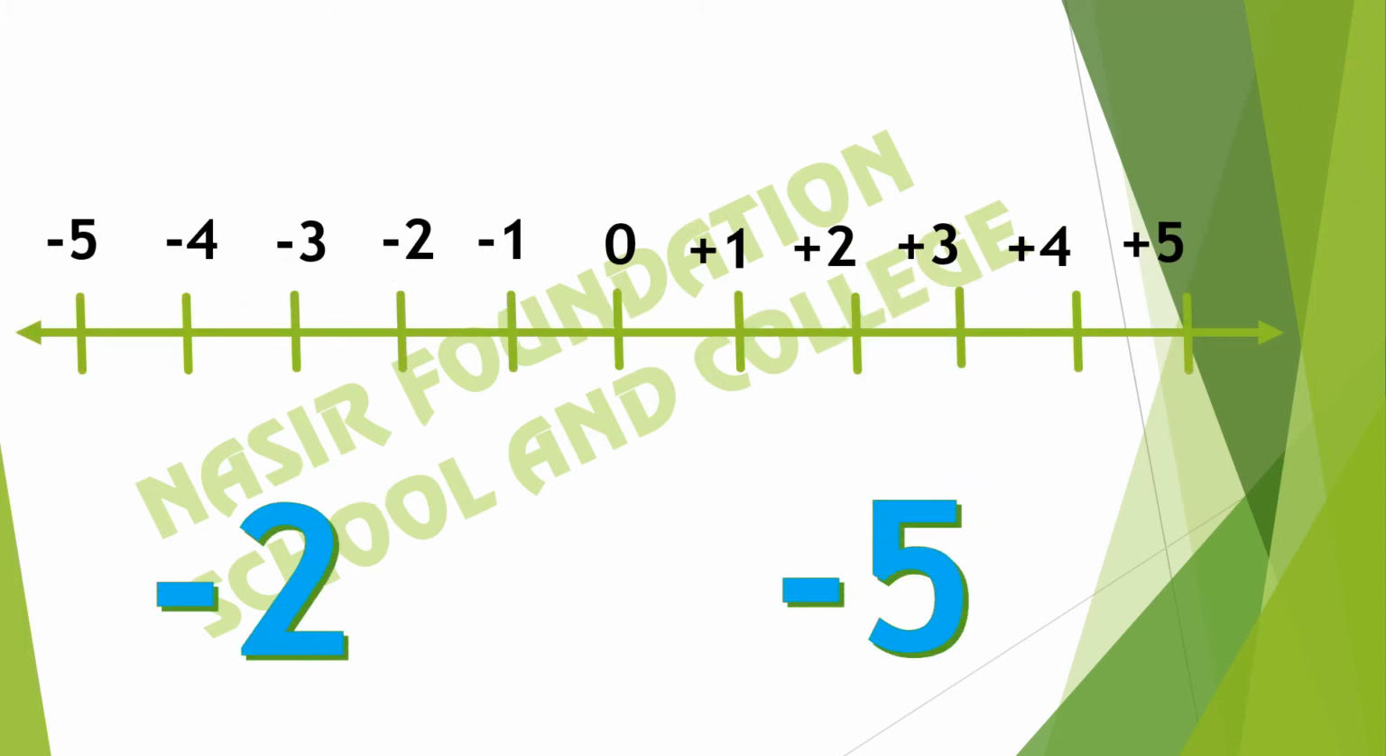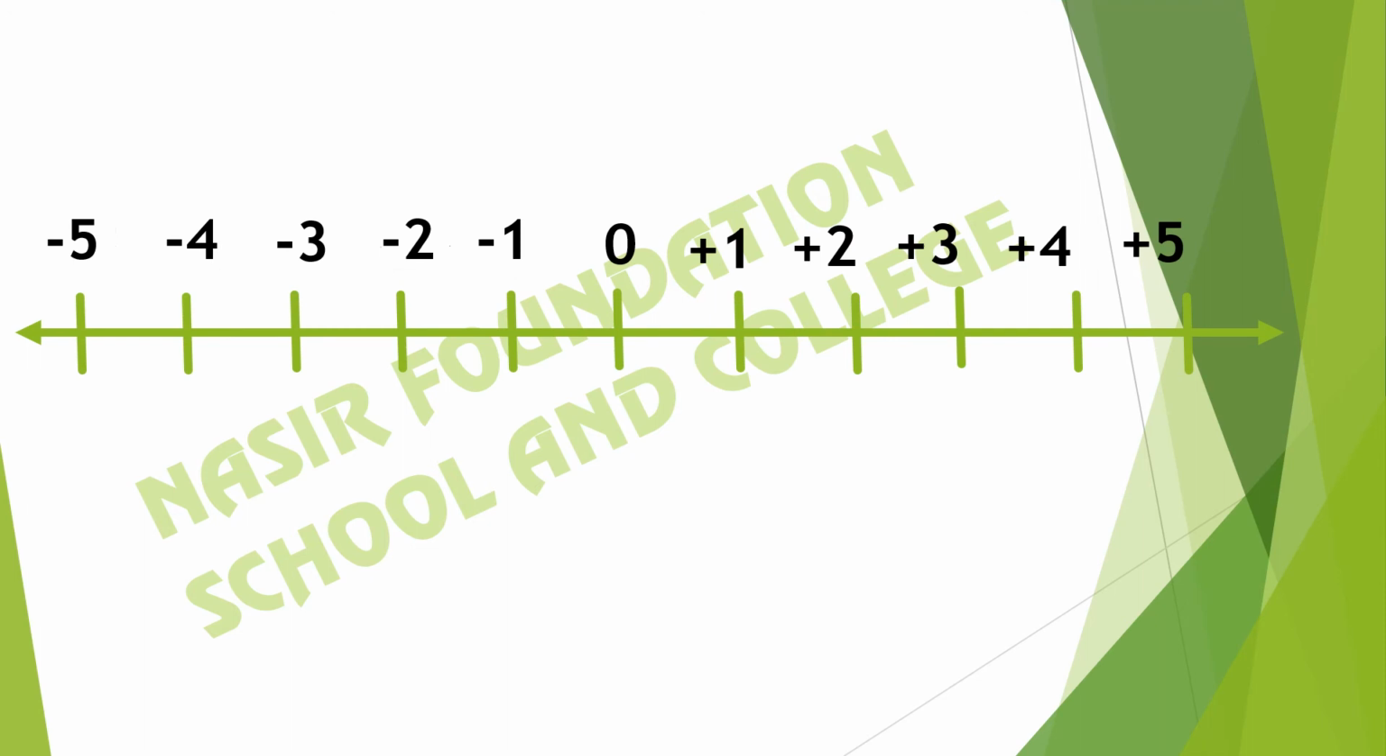Here we can see that two numbers are given, minus 2 and minus 5. Which one is greater, minus 2 or minus 5? Is minus 5 greater than minus 2? No. On the number line we can see that minus 5 is placed on the left side and minus 2 is placed on the right side. So which one is greater? Minus 2 is greater than minus 5.